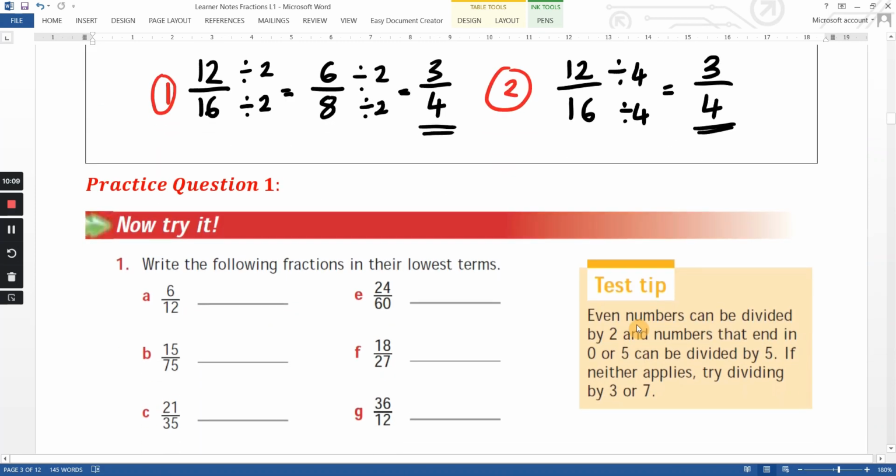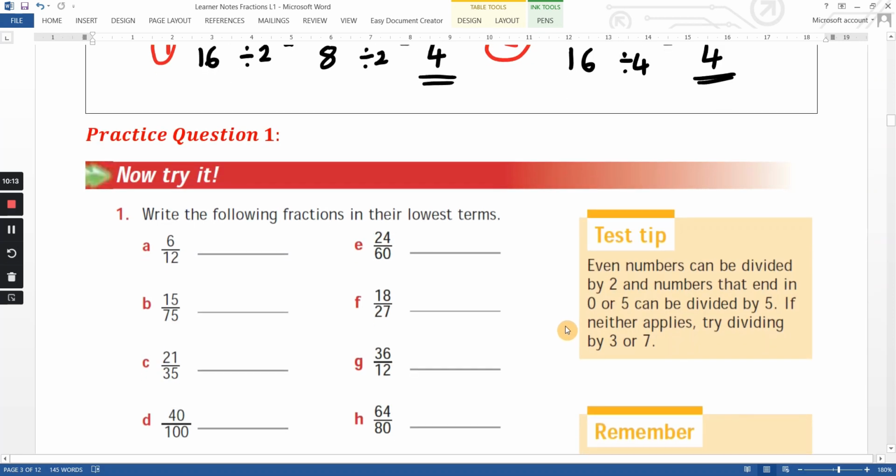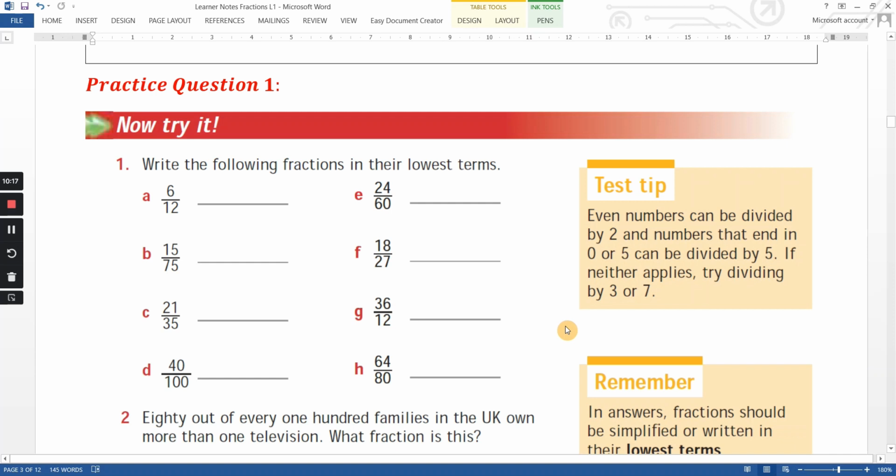So try the next ones yourself. Pause the video, and when you're ready, just unpause it and we'll go through the answers. Let's go through the answers then, guys.